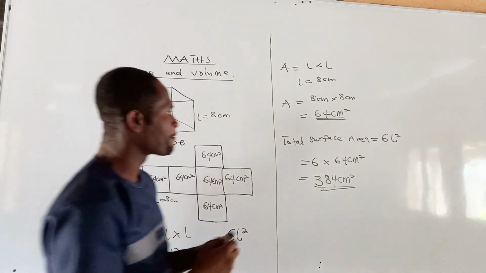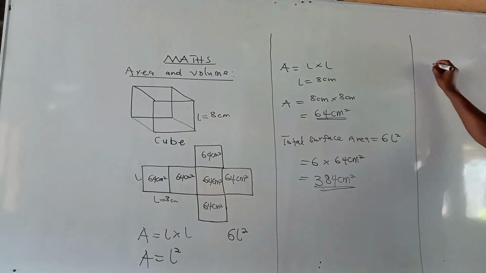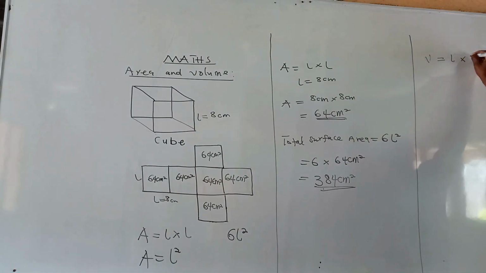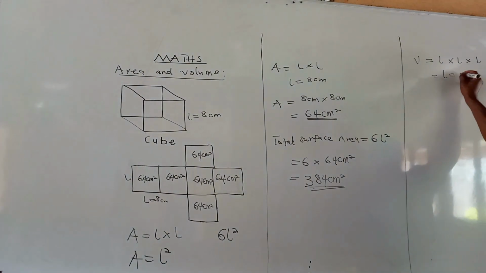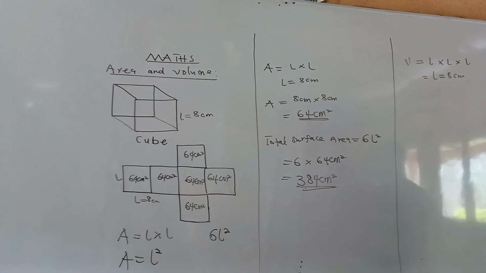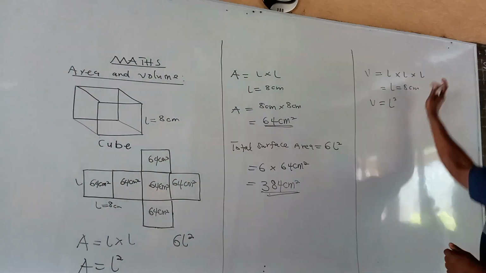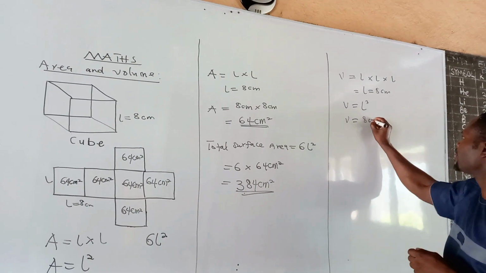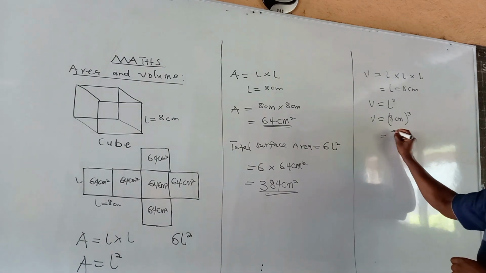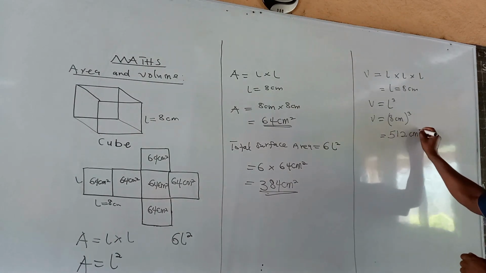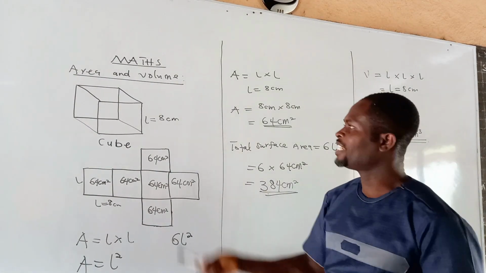Now let's come to volume. The volume V is equal to the length times the length times the length. So we can say that if the length is equal to 8 centimeters, the volume is length cube, which is length times length times length. So we can have 8 centimeters cubed. This is going to give us 512 centimeters cube as the volume of a cube if the length is 8 centimeters.